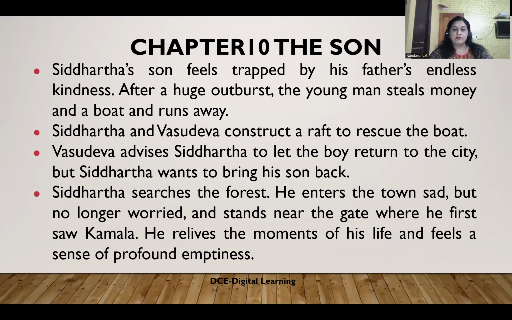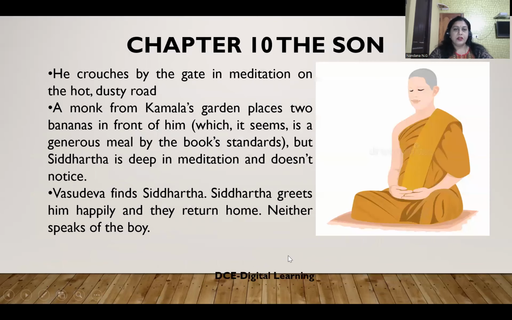Life really has come a full cycle here. He crouches by the gate in meditation on a hot, dusty road. A monk from Kamala's garden places two bananas in front of him, which is a generous meal. But Siddhartha is deep in meditation and doesn't notice. Vasudeva finds Siddhartha. Siddhartha greets him happily and they return home. Neither speaks of the boy. So the last remaining link that Siddhartha had with the materialistic world is also broken now with the eloping of the boy.